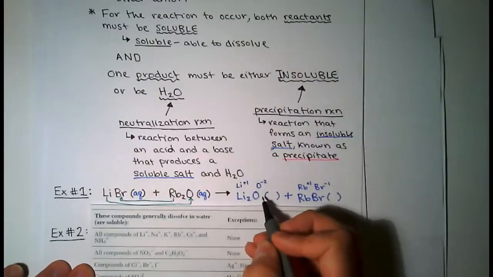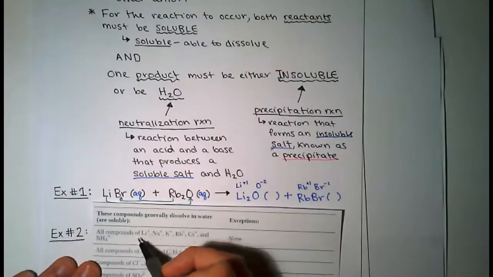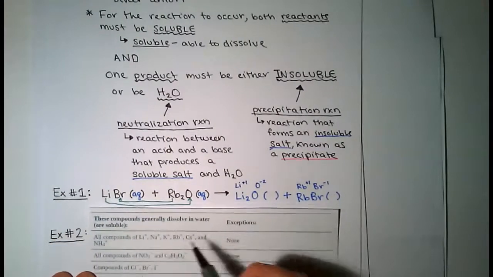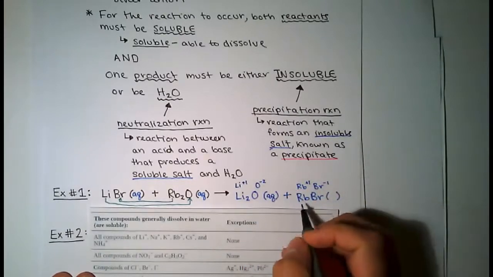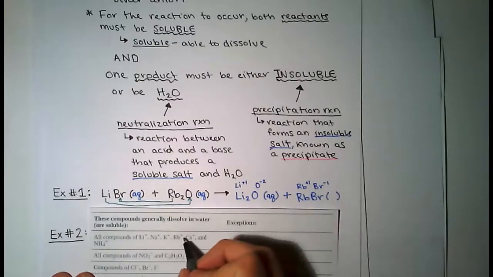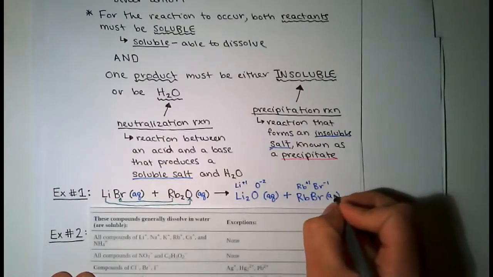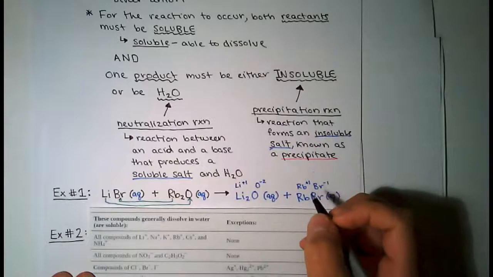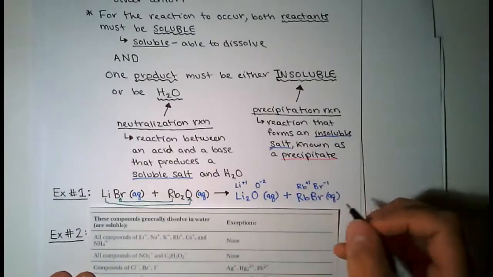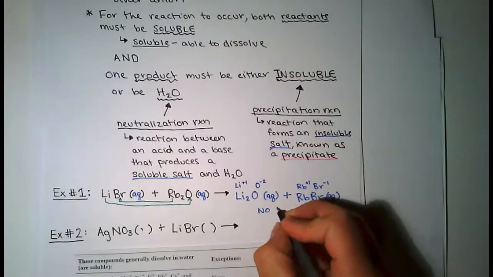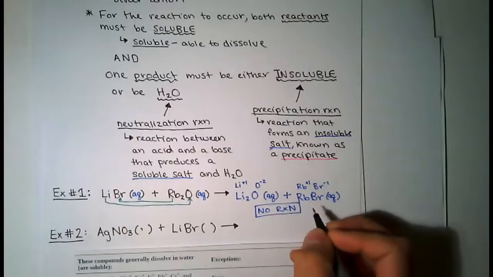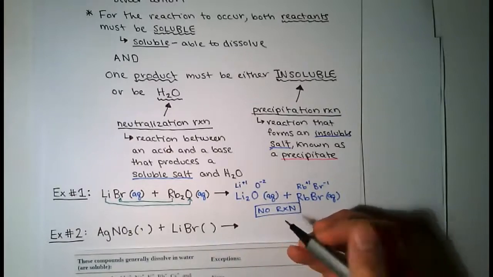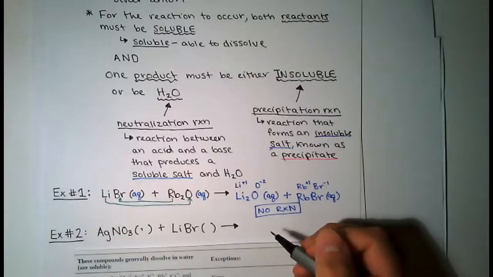So lithium oxide, once again, it follows this first rule that all compounds of lithium are soluble. So I know this one's going to be aqueous. There's no exceptions to that rule. And rubidium bromide. Rubidium, all compounds of rubidium are soluble. So this one's also aqueous. So we don't have an insoluble product. So this reaction will not occur. So I'm going to put no reaction, or no Rxn on this one. Although we predicted accurate products, in practice, this reaction will not actually occur.